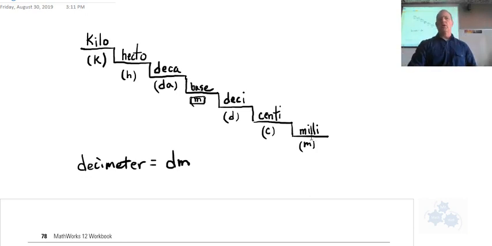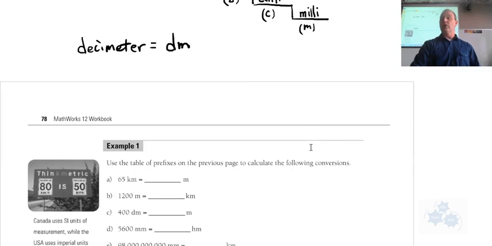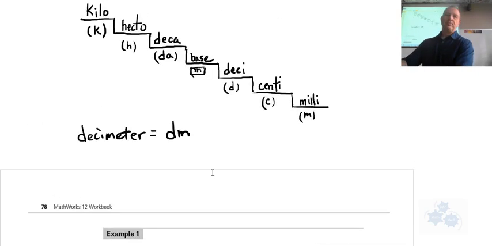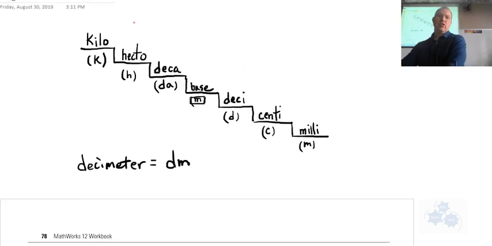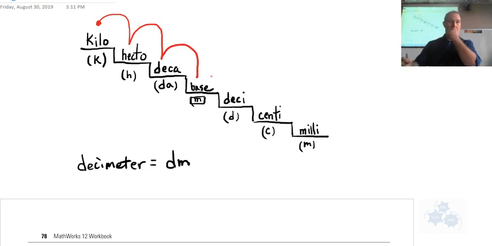Okay. So now that we've got the staircase, let me show you how to use the staircase. Okay, everyone listening? So if we have 65 kilometers, I want to know how many meters that is. Guess what? It's like this. You're starting at the kilo step, kilometers. And to get to the meters step, you have to go 1, 2, 3 steps down, because a meter is a base unit.